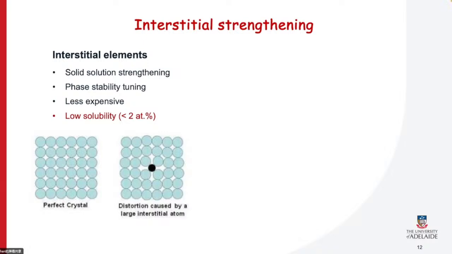So it comes to a question. If we can only add less than 2 atomic percent interstitial elements, it will not help us reduce the cost. And also, if we want to enhance the solid solution strengthening and tune the phase stability, we may need to increase the amount of interstitial elements. Then the question is, is there a way that we can dissolve a high concentration of interstitial elements in high-entropy alloys without the formation of brittle ceramics? The answer is yes. Magnetron sputtering can do it.